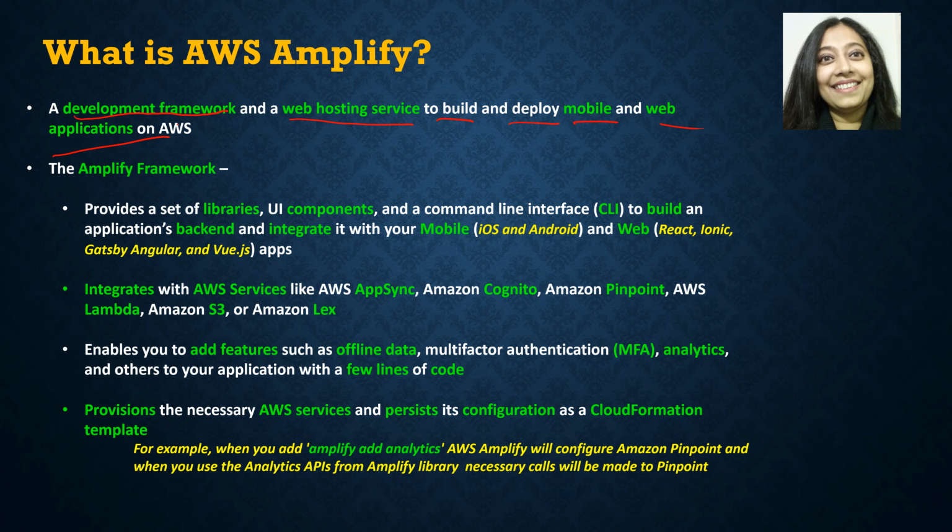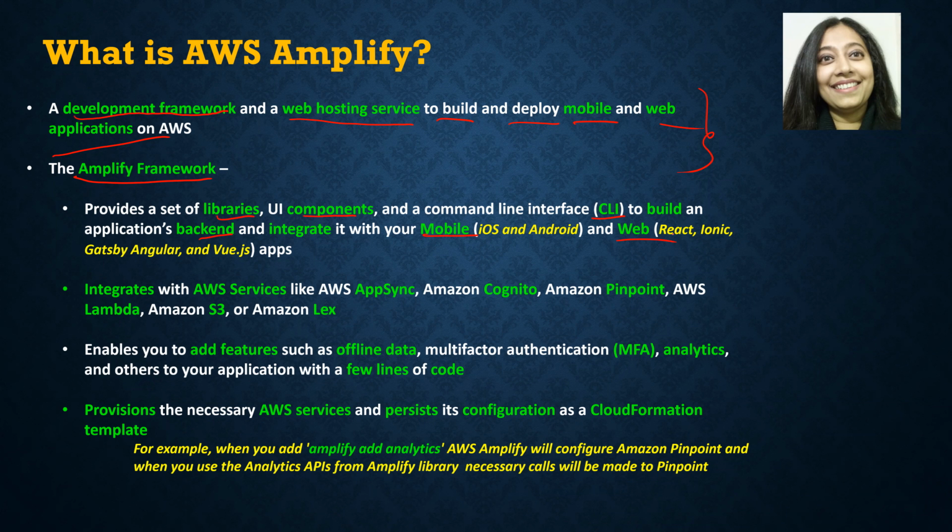So if anybody asks you this question as to what is AWS Amplify, you can pretty much give them this particular statement. Now let us double click on the development framework first. This particular development framework is also called as Amplify framework. This framework provides us with a set of libraries, UI components, and a CLI interface to build an application's backend and integrate it with your mobile app or a web app.